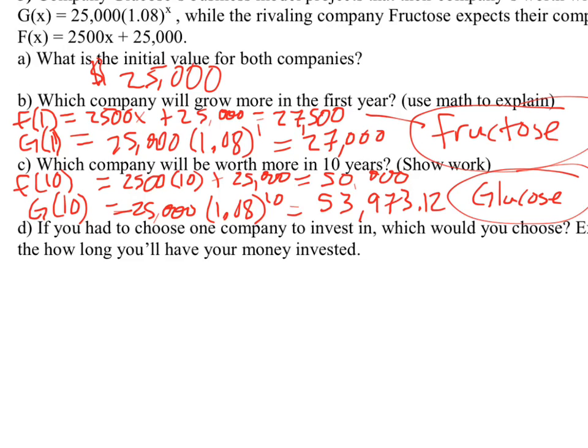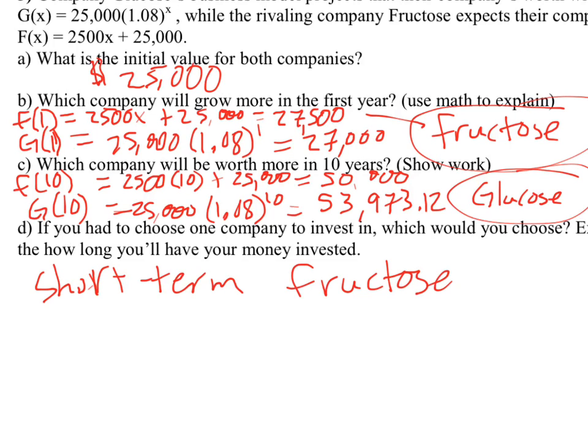And then if you had to choose which company to invest in, which would you choose? Well, if you're going for a short term, I'd go for the fructose one, because in the beginning they're growing faster, as shown by this. If you're going long term, I'd go for the glucose one, if any of that's legible to you.